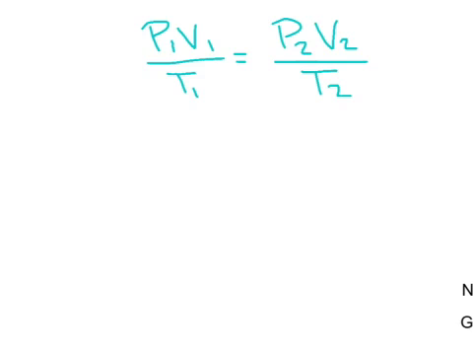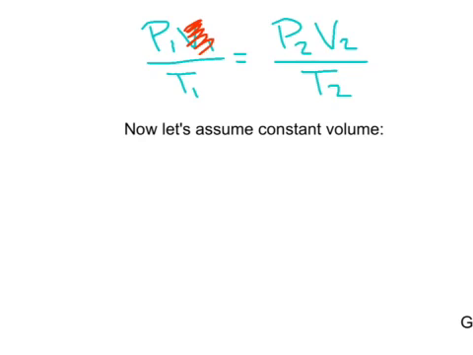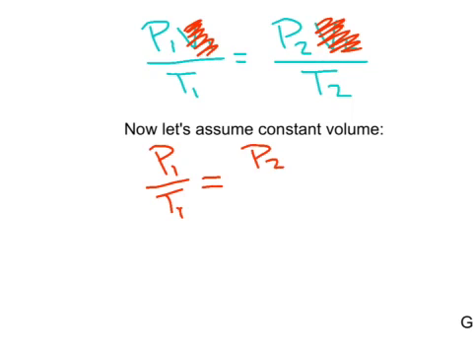Again, combined gas law. New situation. Now let's assume constant volume. Constant volume. If the volume's the same, you know what we can do. We can cross it out. And what are we left with? P1 over T1 equals P2 over T2. This law is called Gay-Lussac's law. Who came up with it?